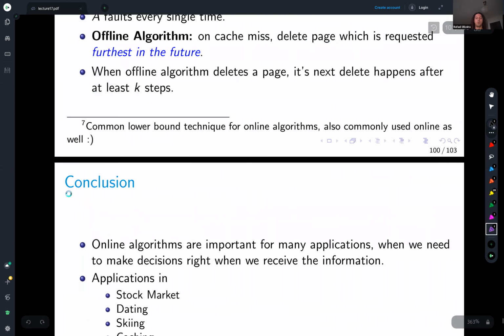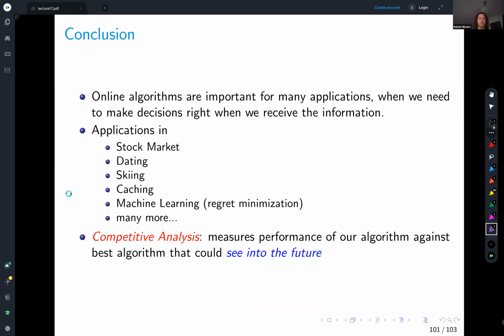Okay, great. Let me conclude because I'm already over time. So what is the conclusion? Online algorithms are important for many applications, when we need to make decisions right when we receive the information. We saw all these exciting applications, pretty much three of them. And we learned about competitive analysis, which is how we can benchmark how good our algorithm is.